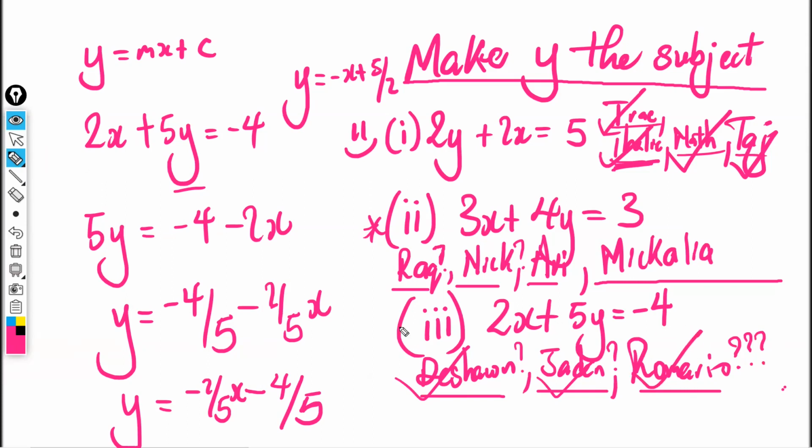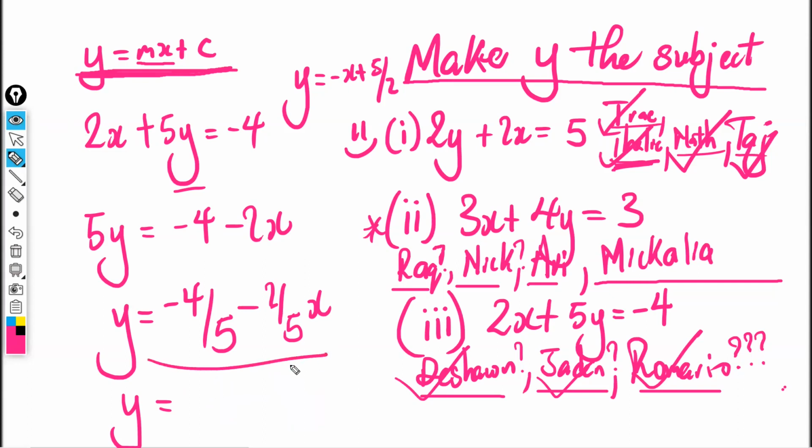Wait, sir, I have a question. Why did you switch the 2? You have y is equal to negative 4 over 5, and at the bottom you have negative 2 over 5, like you switched them. I did? Yeah, the last 2, they're not in the same order coming down. I changed the order, you mean? Yeah. The reason I changed the order is because I'm trying to put it in this form, y is equal to mx plus c. So that's why I just changed the order.